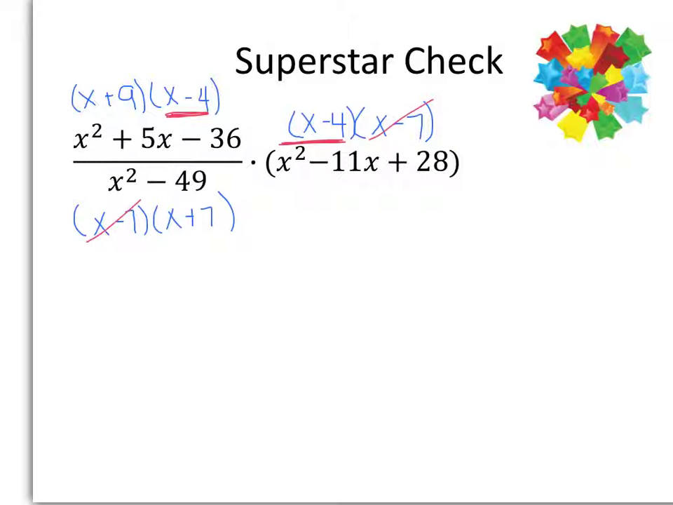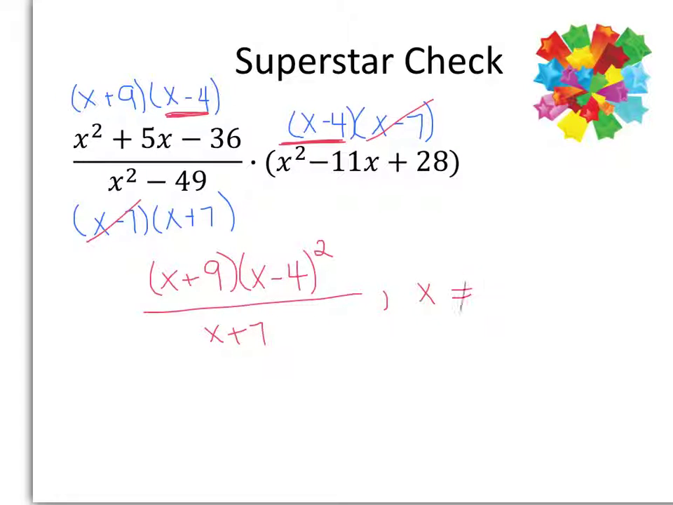So if you accidentally cancel those out, hopefully now you understand why they don't cancel out. The x minus 7 does cancel out with the x minus 7. So on top we're left with (x plus 9)(x minus 4). You could have also written x minus 4 again, or we just write squared, which means x minus 4 times itself. All over x plus 7. And then we'll say x cannot be negative 7. Okay?